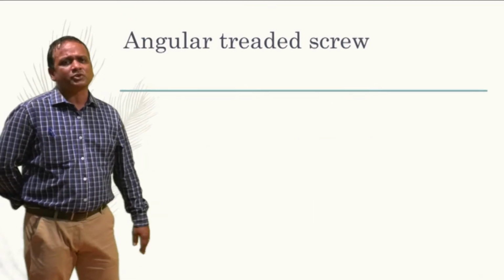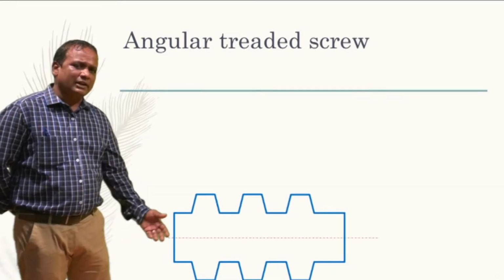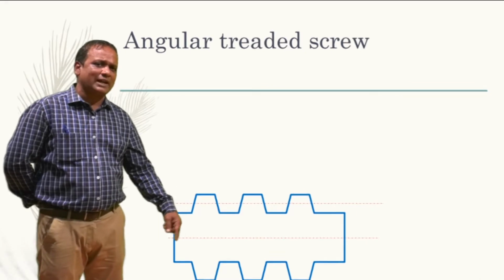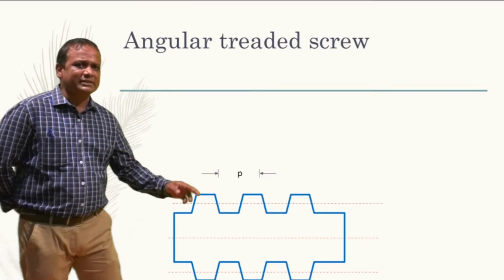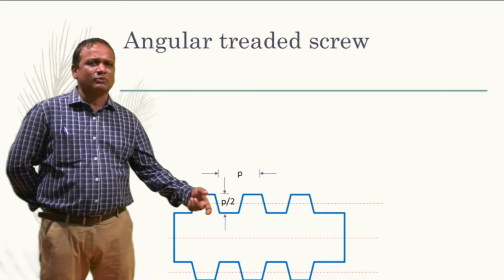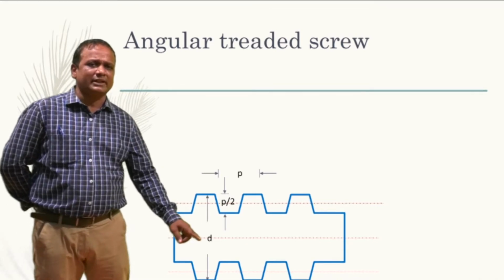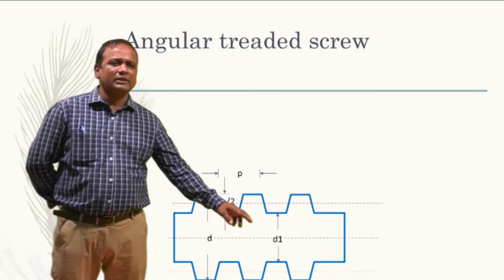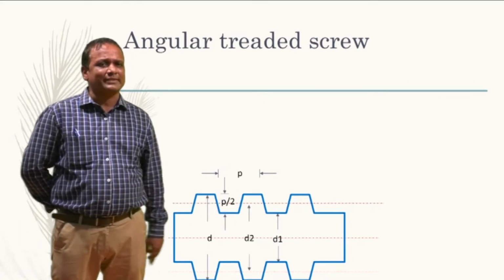The next type of power screw would be the angular thread screw. Again, the terminology remains the same: the center axis, and this is an axis at the threads, and this is the pitch between two consecutive threads, and the depth of this whole system would be p by 2. The nominal diameter or root diameter of the whole system is d, d1 would be the inside diameter, and d2 would be the diameter within this axis.